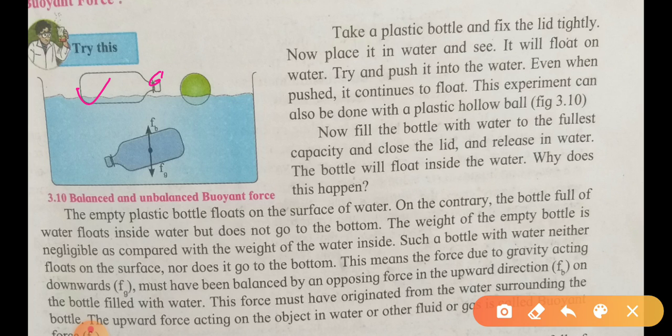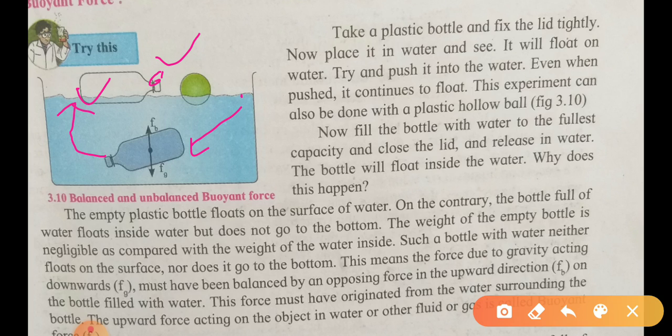Now fill the bottle with water and just immerse it by applying force and leave it. What will happen? This bottle again comes up and floats inside the water. Means the empty bottle floats above the surface of the water. When the bottle is filled with water, it will not sink. It again comes and floats inside the water.